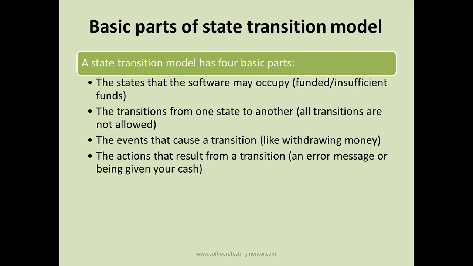So the actions that result from a transition. The last basic part of state transition model is the action. So the action that resulted from a transition. For example, an error message or you being given your cash. So if you have sufficient funds, you try to withdraw, you will be given the cash. That's the action of the event that you did, withdraw fund. But if you don't have sufficient funds, you will be given an error. So that's another action. So these are 4 basic parts of state transition model.